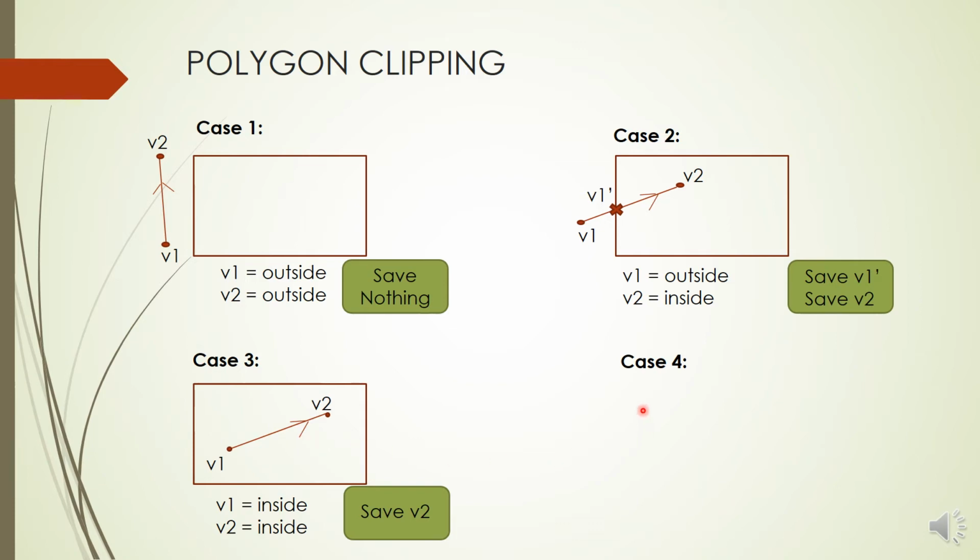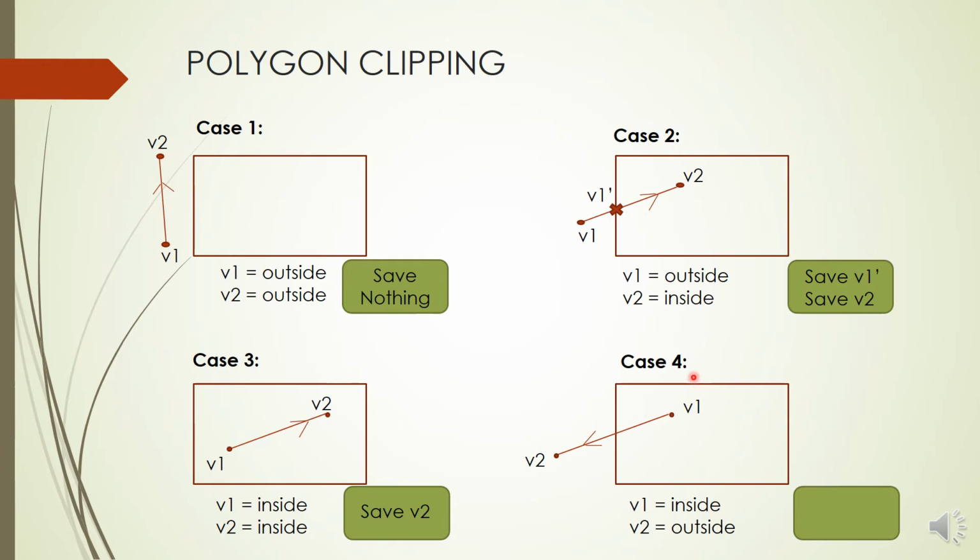Let's look into case number 4, the last case here. You can see that V1 is going outside. Based on this arrow, V1 is going outside this clipping window toward V2. So here, V1 is inside and V2 is outside. For this kind of case, one is inside, one is outside, so we need to have the intersecting point. We can name this V2 dash because it's going outside. For this case, we save V2 dash, because V1 is already inside, so we just save this V2 dash here.